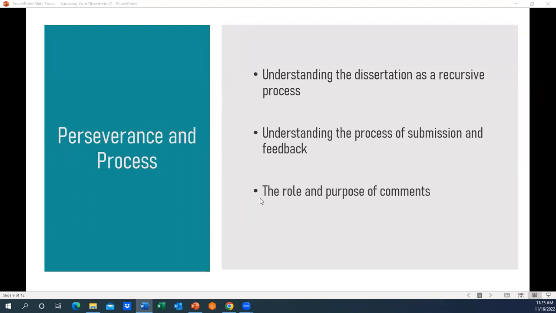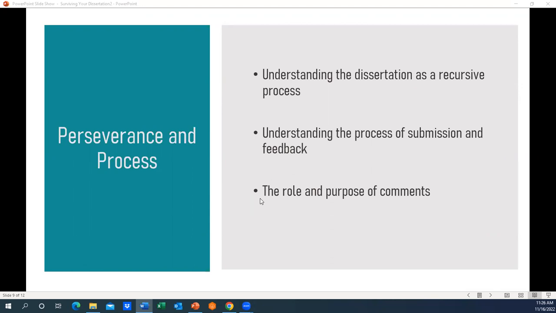And this goes along with understanding the process of submission and feedback, right? Some folks think that they're going to hand it in once and get it right on the first time or close to right, and then they'll be good to go and move on to the next part. It really doesn't work like that.